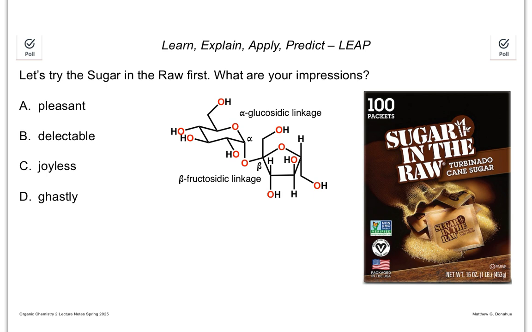Yeah, so this is question 1. Respond A, B, C, or D for Sugar in the Raw. What color is the crystals or the powder? Brown. Yeah. Delectable is better. That's for your interpretation of how you perceive it.